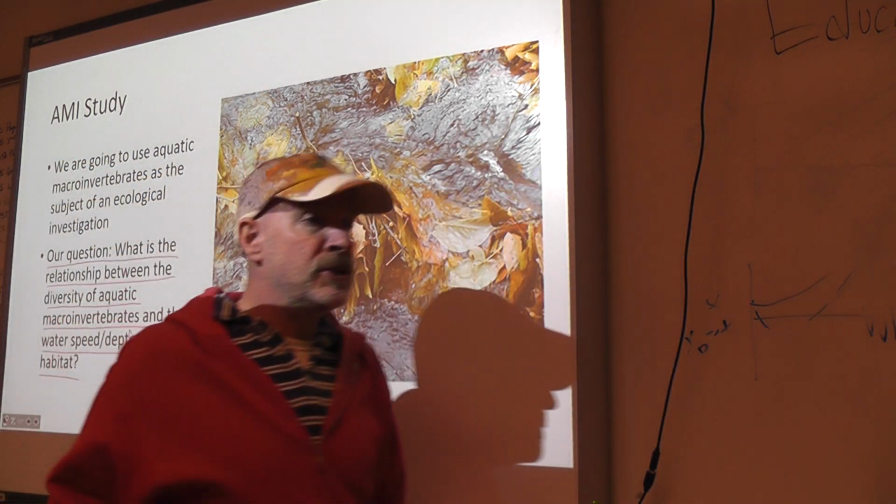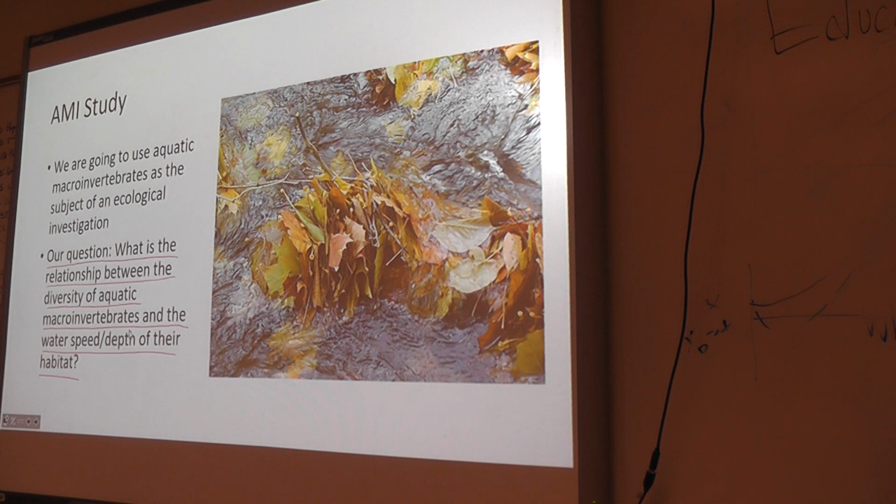So in order to be able to evaluate the diversity of these aquatic macroinvertebrates, the first thing that you all are going to need to be able to do is identify them. So that means that we have to collect them and we have to be able to look at them. So I'm going to just walk you through a very brief procedure for collecting these things.